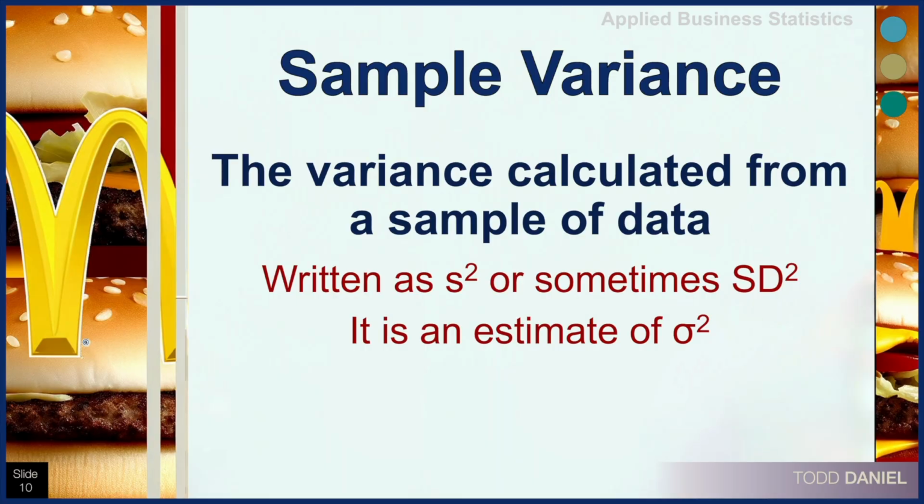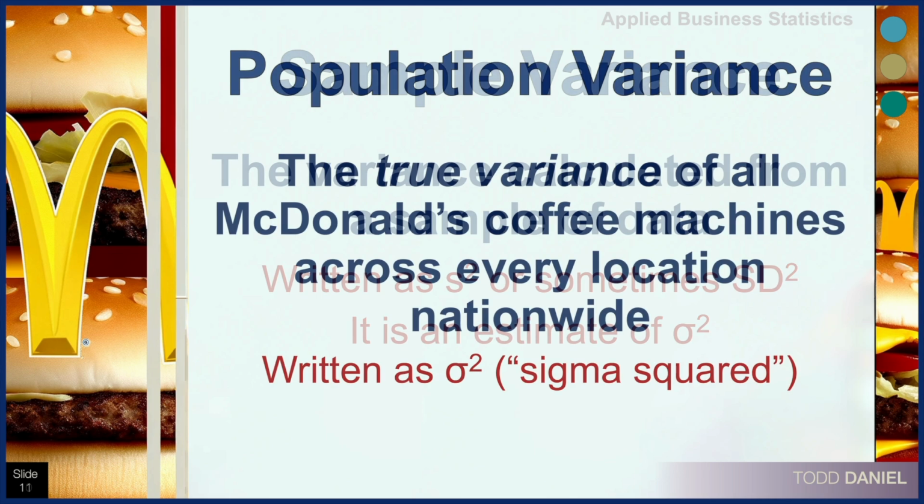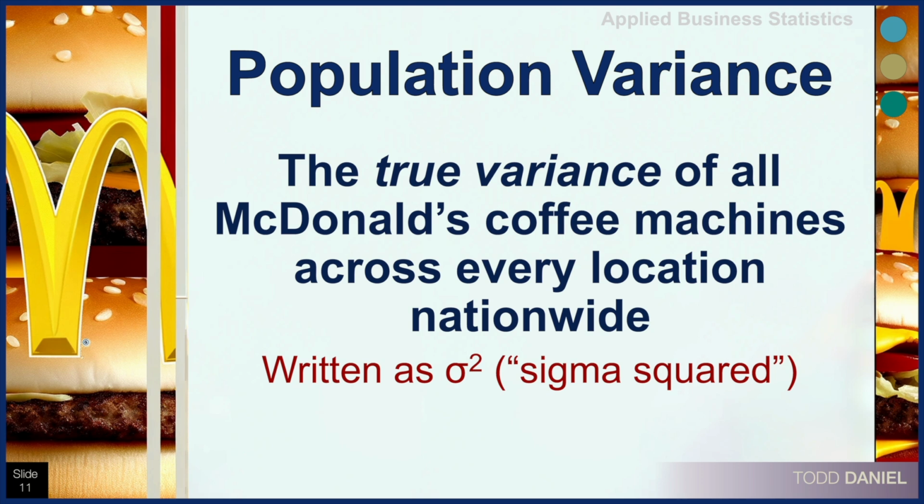If I have data, I can calculate a sample variance. I can do this very easily in Excel. I can just use a formula to give me the variance of this sample. Once I have that variance, which by the way is written as either S squared or sometimes SD squared, once I have that value, I can use that as an estimate for my population.